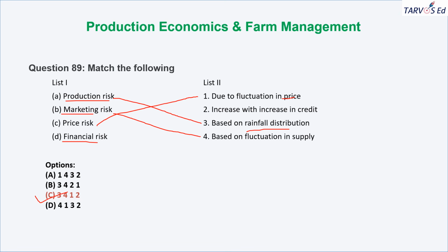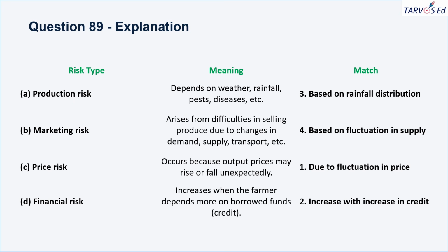And financial risk. Whenever we speak about finance, we are speaking about credit. So financial risk increases with increase in the credit. If you are obtaining more loan, then your financial risk will be higher. The same explanation is given here. Production risk is due to weather parameters, rainfall, pests, diseases. Marketing risk is due to demand, supply, and transport changes. Price risk is due to the rise or fall in the price. And financial risk is due to the increase in credit amount. We are accumulating debt, so we will have more financial risk in our business.